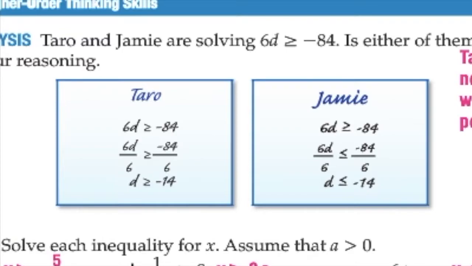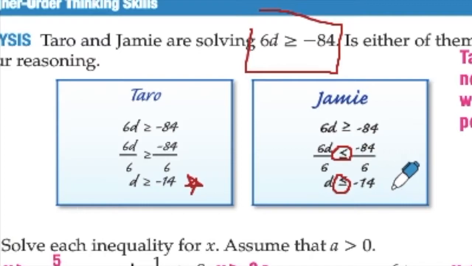Please take a moment to look at number 42 on page 296. Taro and Jamie are both solving 6d is greater than or equal to negative 84, checking to see whether either of them is correct. So Taro, it shows that he divided by 6 on both sides, and we have a correct answer. But Jamie is dividing by 6 on both sides and also changing the inequality symbol. So Jamie is incorrect because you do not need to change the inequality symbol when you divide both sides of the inequality by a positive number.